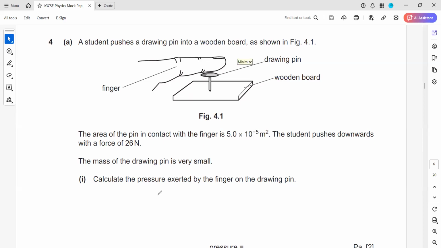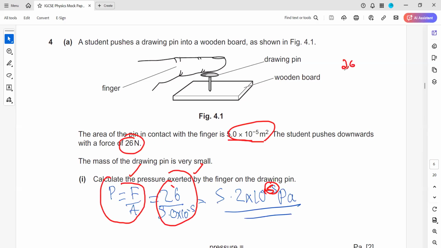No, it should not be minus because it does not make sense. As you can see, it is 26 divided by 5 into 10 to the power minus 5. So this 5 into 10 to the power minus 5, when it moves to the numerator, it will become plus 5. So actually it is 26 divided by 5 into 10 to the power 5. 26 divided by 5 is 5.2, and 10 to the power 5. That is in Pascal.